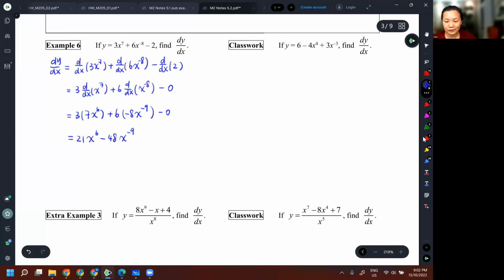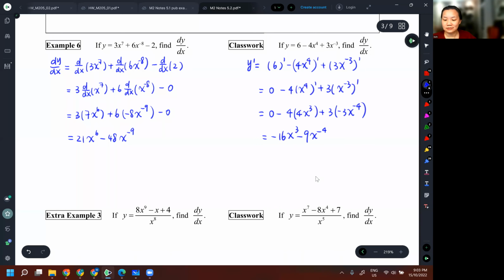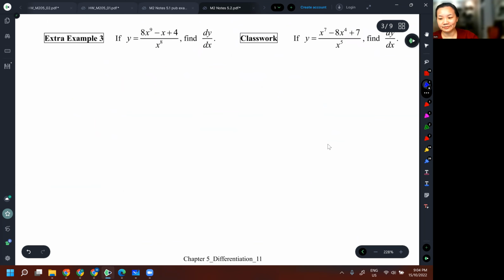Okay. Should be done. The answer. I don't ask you this time. This is the answer. Now I'm using this notation now. The derivative, you can differentiate each part and then put them together. This is the answer. Okay. Extra example.